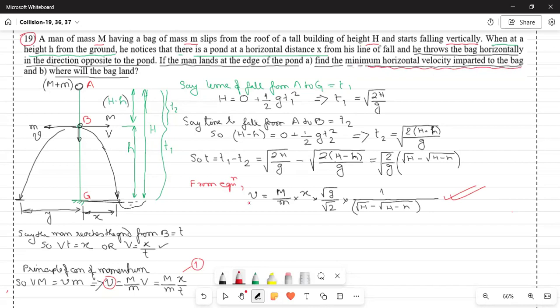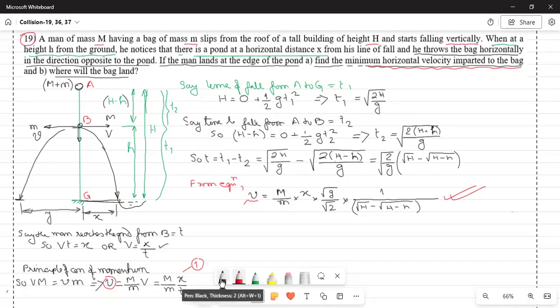This is the minimum horizontal velocity. If the man throws the bag with further more force, that means if small v is more than this value, then the man will go further into the middle of the pond. But the problem says he just lands at the edge of the pond, for which he has to give the minimum velocity.